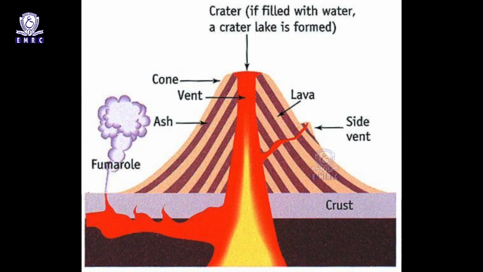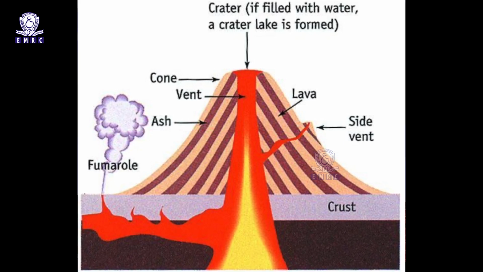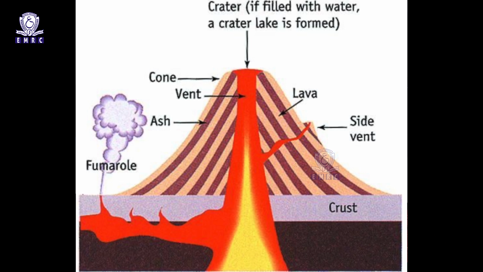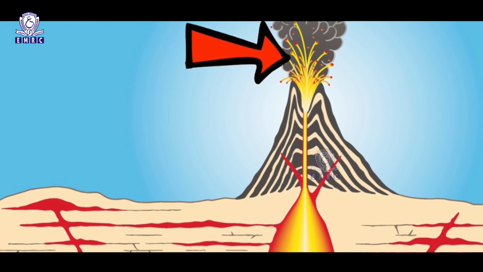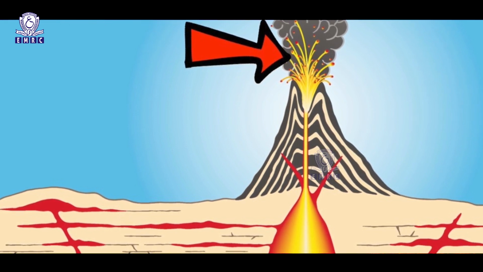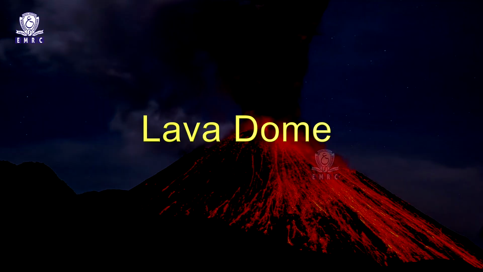Thus, several small cones are formed on the outer surface of the main cone. These cones are called parasite cones because the supply of lava for these cones comes from the main cone. These cones are also called adventive cones.